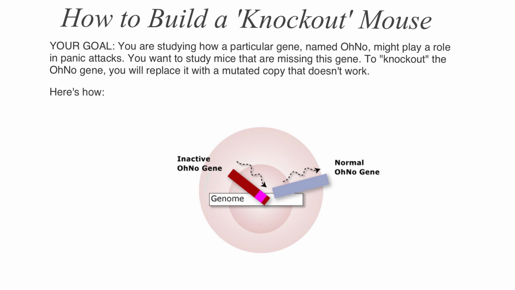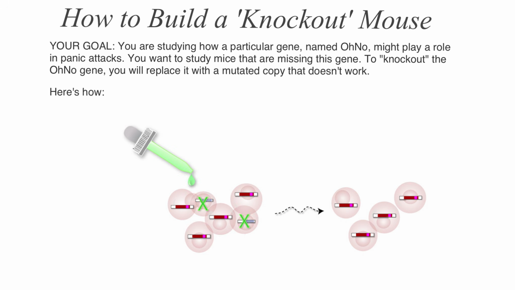Step number 3: similar genes naturally swap. What does it mean? By mechanisms that are not completely understood yet, similar genes will swap places. The inactive ONO gene plus the drug resistance marker gene is incorporated into the genome and the normal version is knocked out. This process is called homologous recombination.